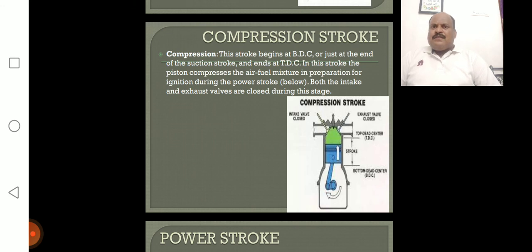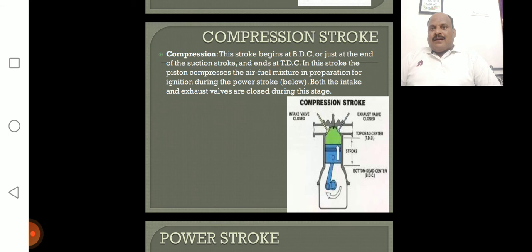In this stroke, the piston compresses the air and fuel mixture in preparation for the ignition during the power stroke. See, in the compression stroke, the piston begins from BDC and moves up to the TDC. At that time, what is it doing? It's compressing the air and fuel mixture.